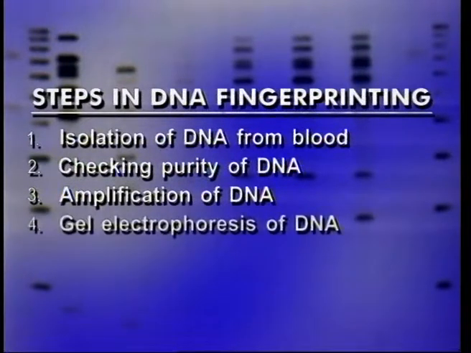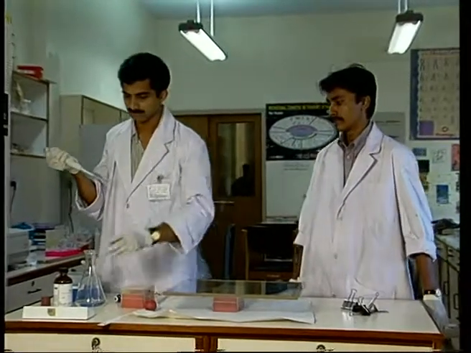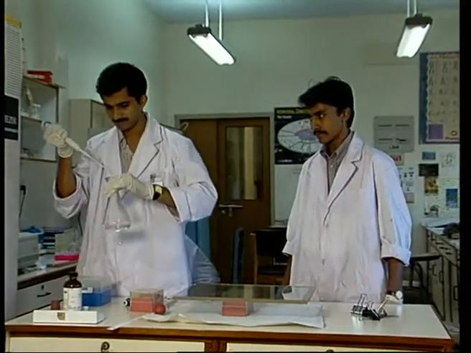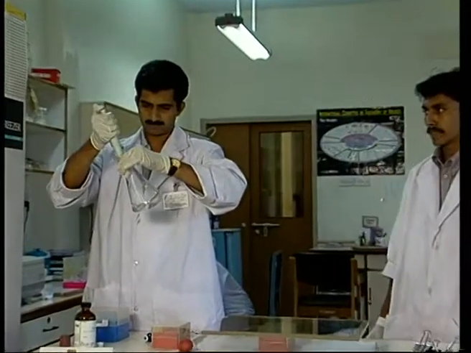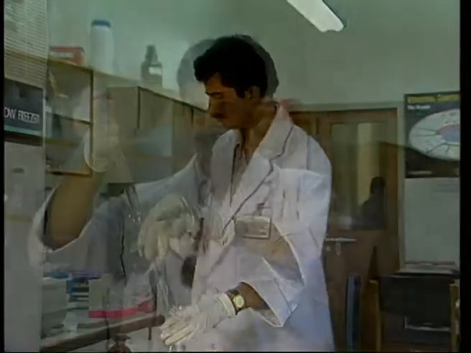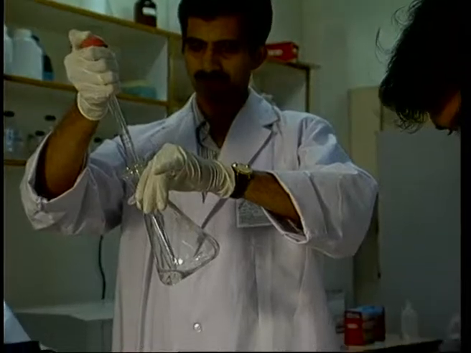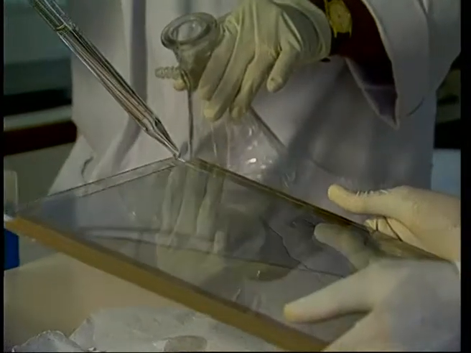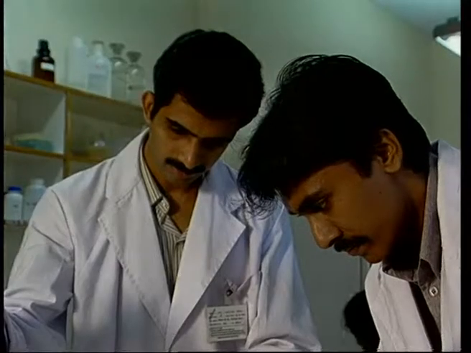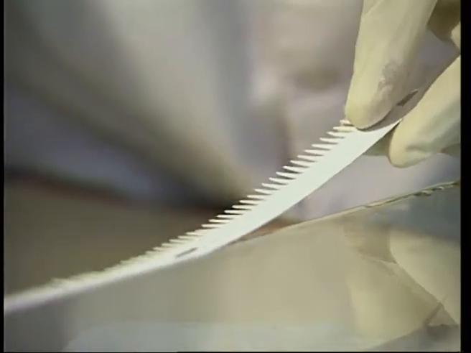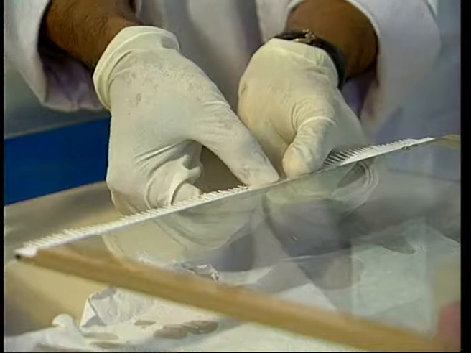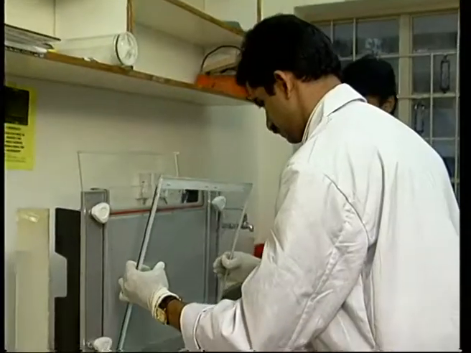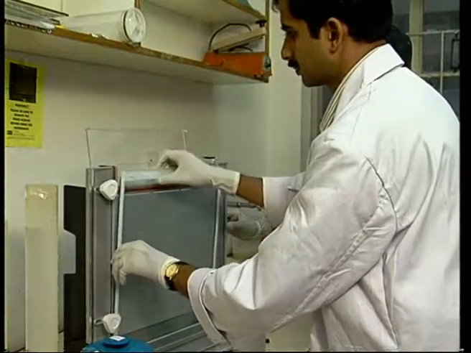Electrophoresis of the amplified DNA fragments is the next step. Electrophoresis is a means of separating biological molecules by filtering them through a gel with the help of an electric current. The gel, a mixture of acrylamide and bisacrylamide, is poured between two glass plates. On the top end of the gel, wells are made using a comb. The plates with the gel in between are mounted on the electrophoresis apparatus.